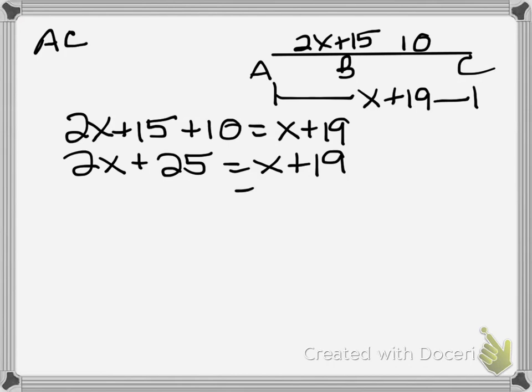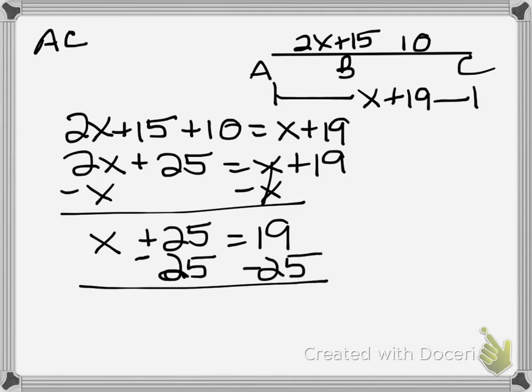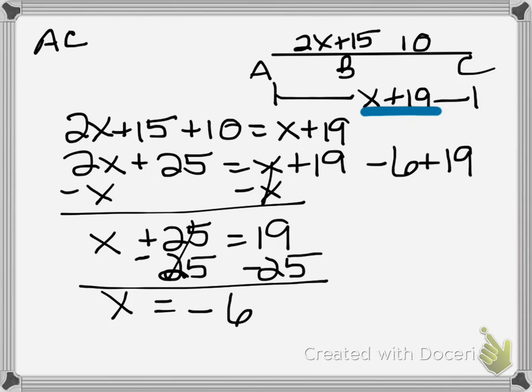I'm going to subtract my x from both sides. So that gives me x plus 25 equals 19. Subtract our 25 from both sides. And x equals negative 6. But again, we're not done because we need to find out what x plus 19 is here for AC. So we're going to plug it in. Negative 6 plus 19 is going to give me a positive 13. So that'll be our value of AC.